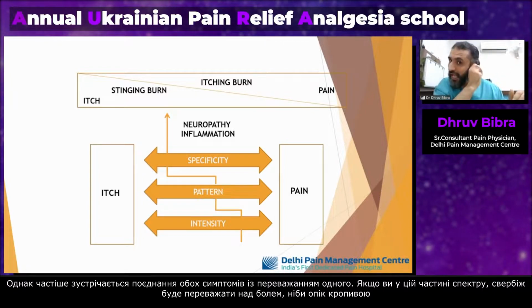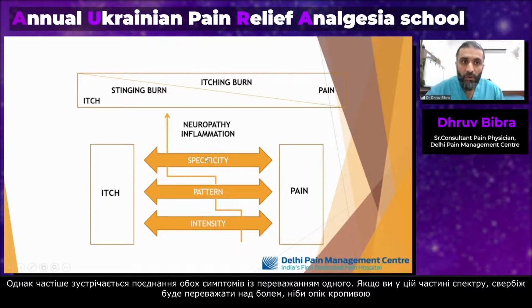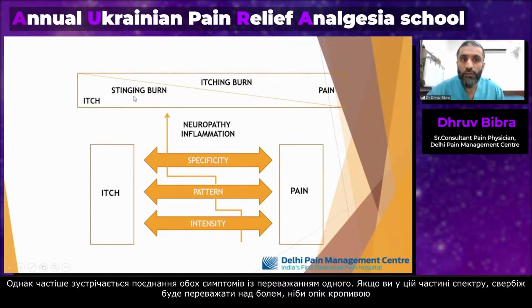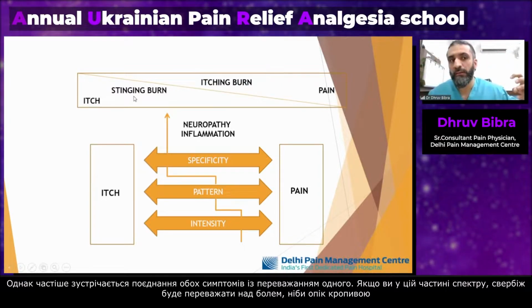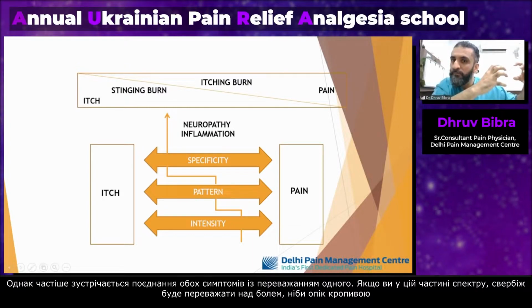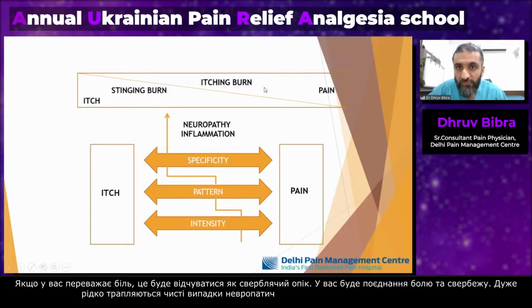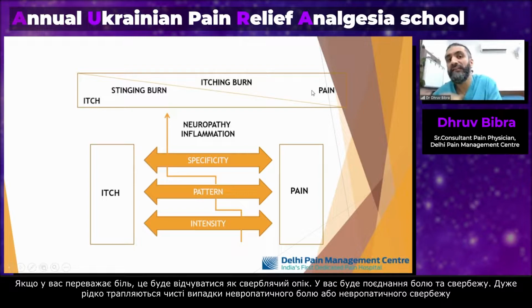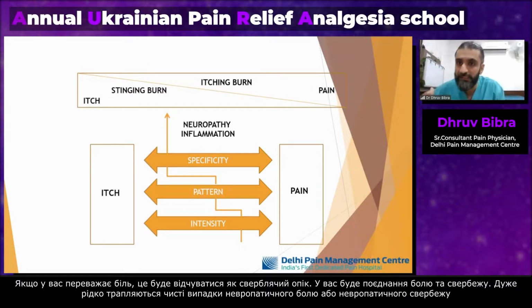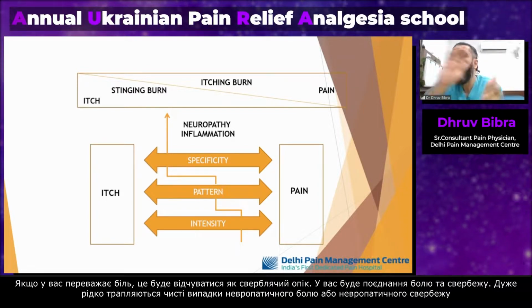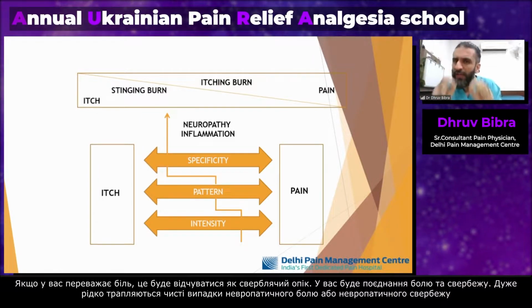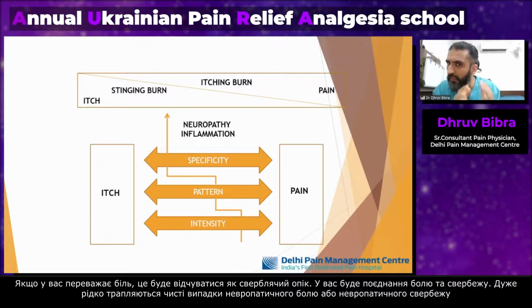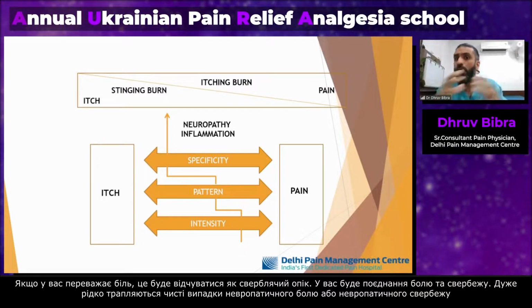So what you will have is, if you are on this part of the spectrum, you will have more of itch, less of pain, more of stinging burn, right? Whereas if you are on the more pain side, then you will have an itchy burn. So basically what you get is a combination of both pain and itch. Very rarely would you come across clinical conditions where it's pure neuropathic pain or neuropathic itch.